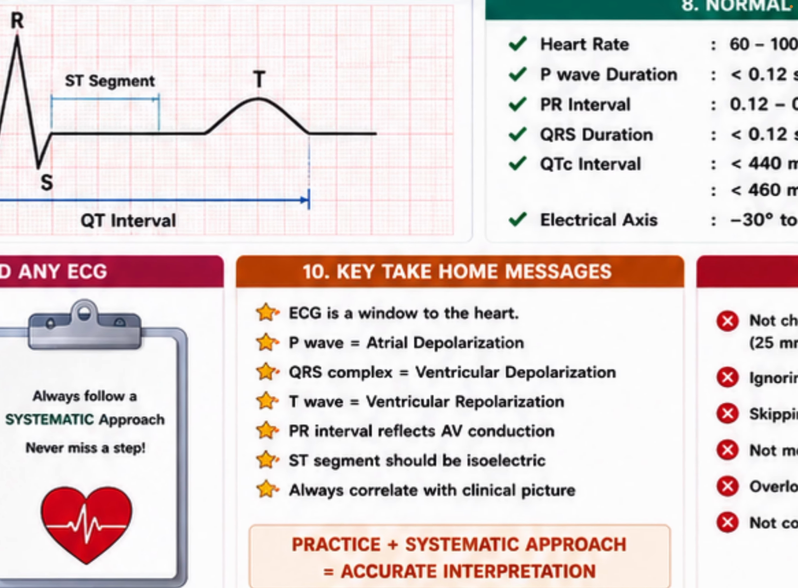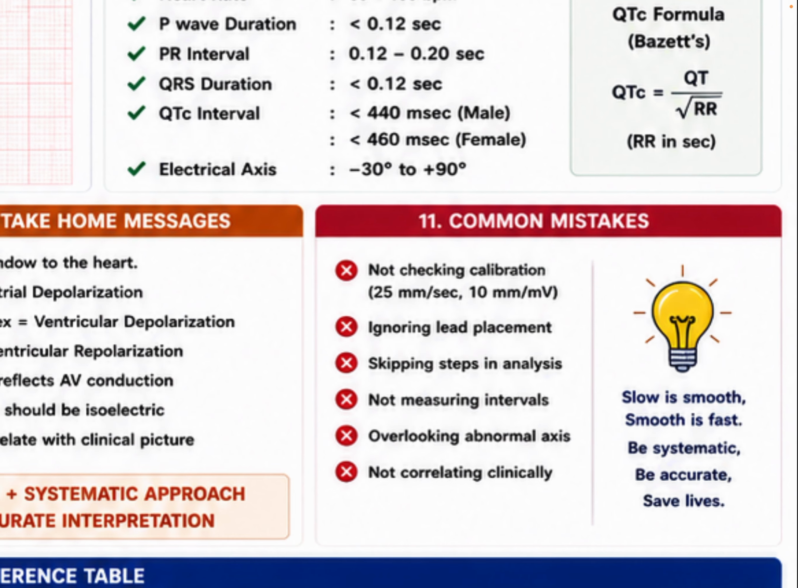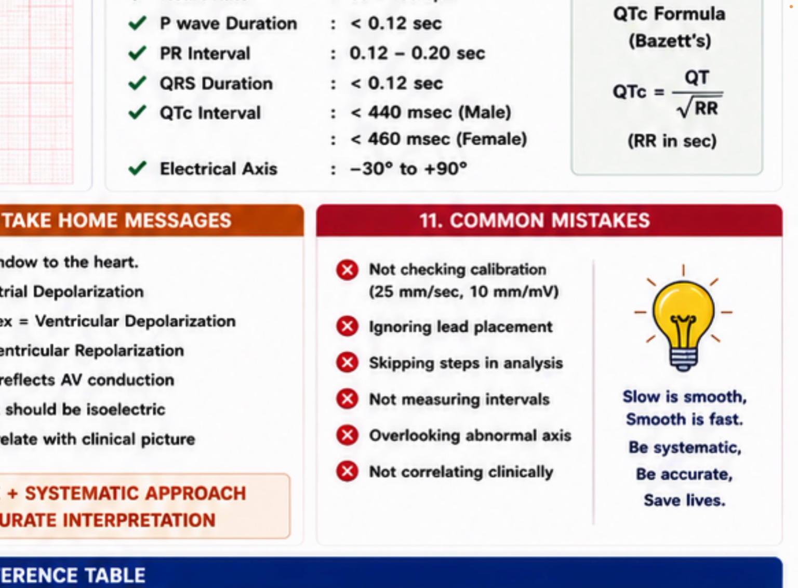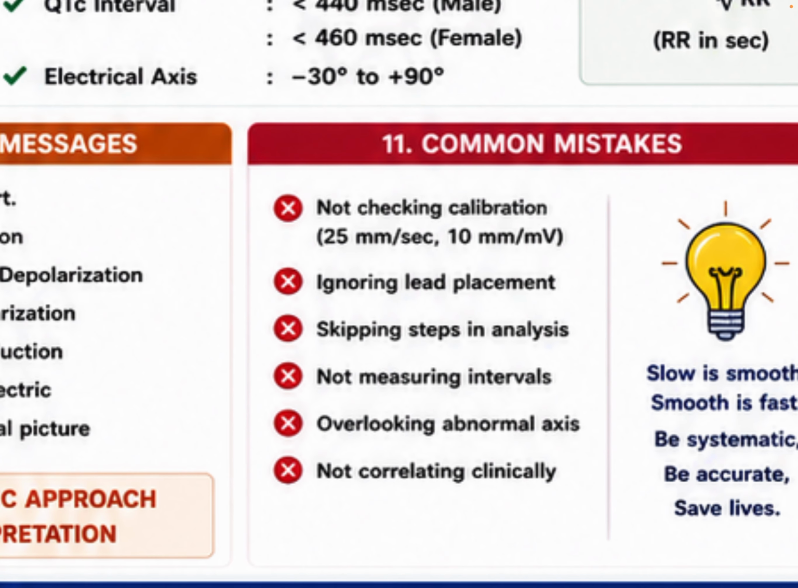What are the common mistakes people make? Not checking the calibration, ignoring the lead placement, skipping the step-by-step analysis, not measuring the intervals, looking only at one lead, ignoring the clinical context. Remember, slow is smooth and smooth is fast.